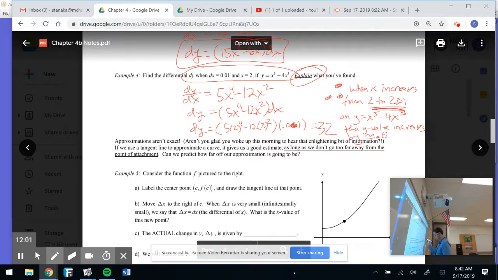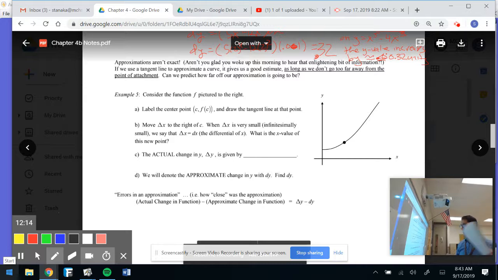0.32 units. I had a little bit bad notes here, that should be 0.32. All right, so now let's really get into the nuts and bolts of what's going on. Approximations aren't exact.